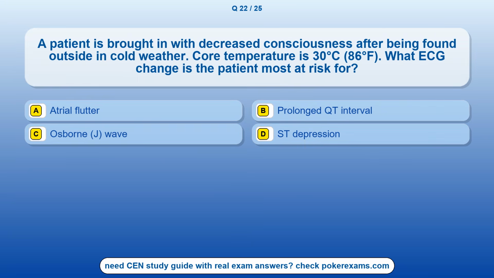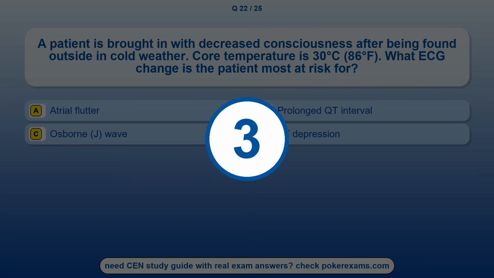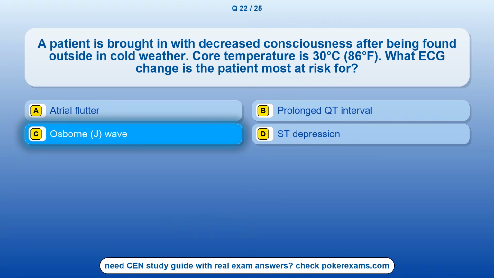Question 22. A patient is brought in with decreased consciousness after being found outside in cold weather. Core temperature is 30 degrees Celsius, 86 degrees Fahrenheit. What ECG change is the patient most at risk for? Option A, atrial flutter. Option B, prolonged QT interval. Option C, Osborn J wave. Option D, ST depression. The correct answer is option C, Osborn J wave.